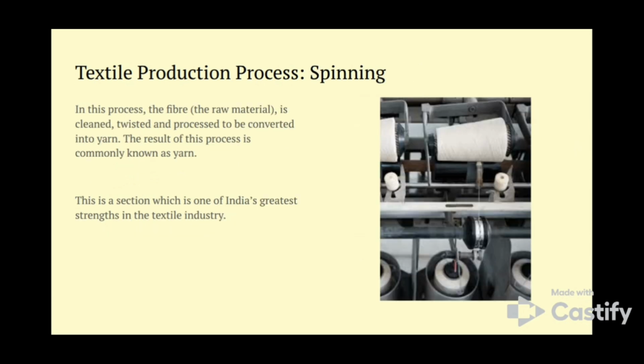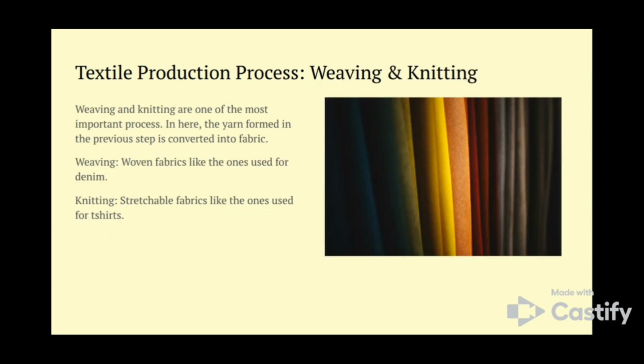Second step is spinning. Once raw fibers are collected, they are converted into yarn through a process called spinning. In spinning, fibers are cleaned, drawn out, twisted, and wound into yarn. India is among the largest producers of spun yarn in the whole world, supplying both domestic manufacturers and the international market. Spinning plays a key role in connecting agriculture with textile manufacturing and forms an important part of the textile value chain.